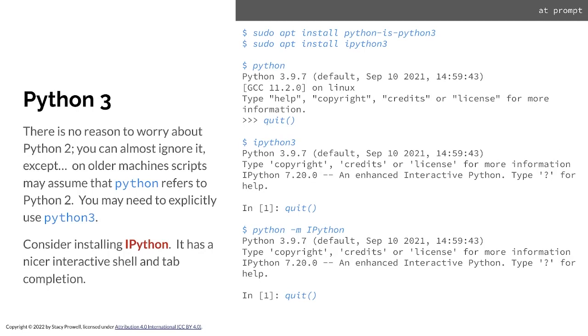When you want to get out of Python, quit with parentheses will get you out. Quit's a function, so you gotta have parentheses. Or you can just type Control D. Control D is end of file, and that will take you out.